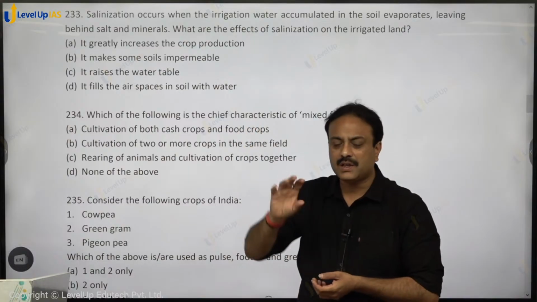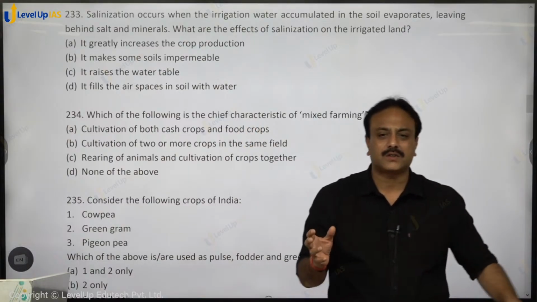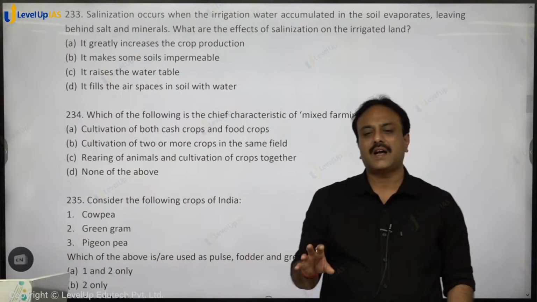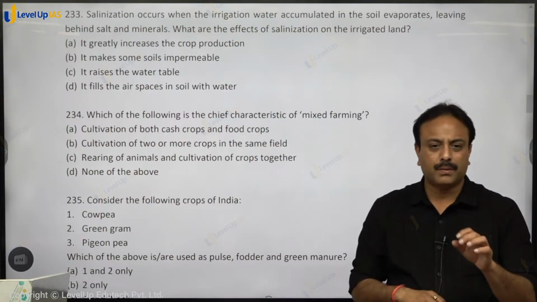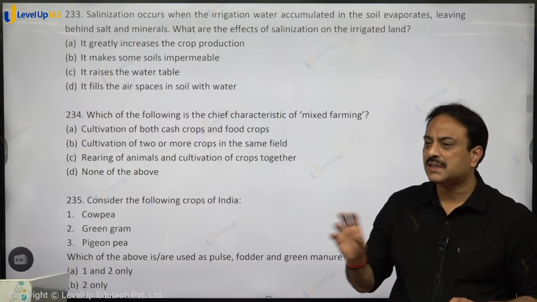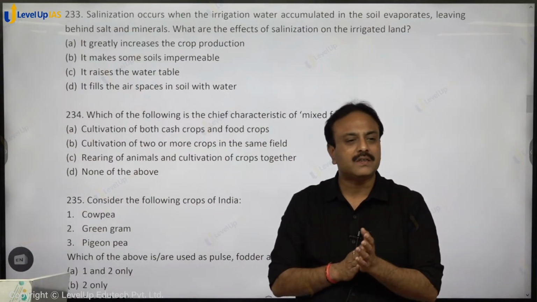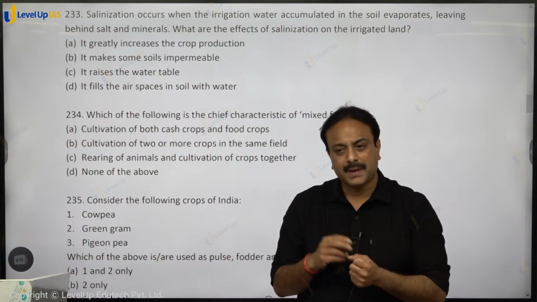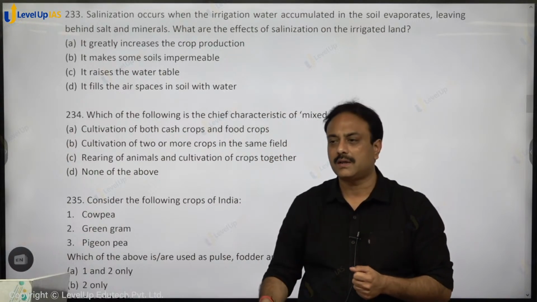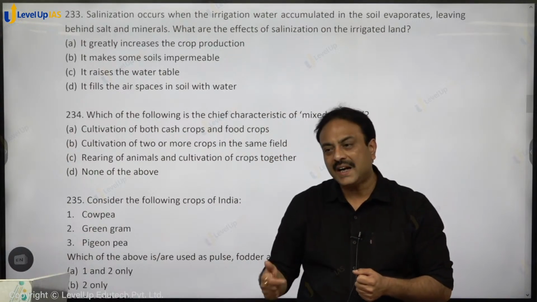Permeability is one of the factors, one of the features associated with the soil. Soils are either porous or permeable. Porosity is something else, permeability is something else. What is the difference between porosity and permeability? Porosity means water retention. Permeability means water will flow through that. So sand is permeable.